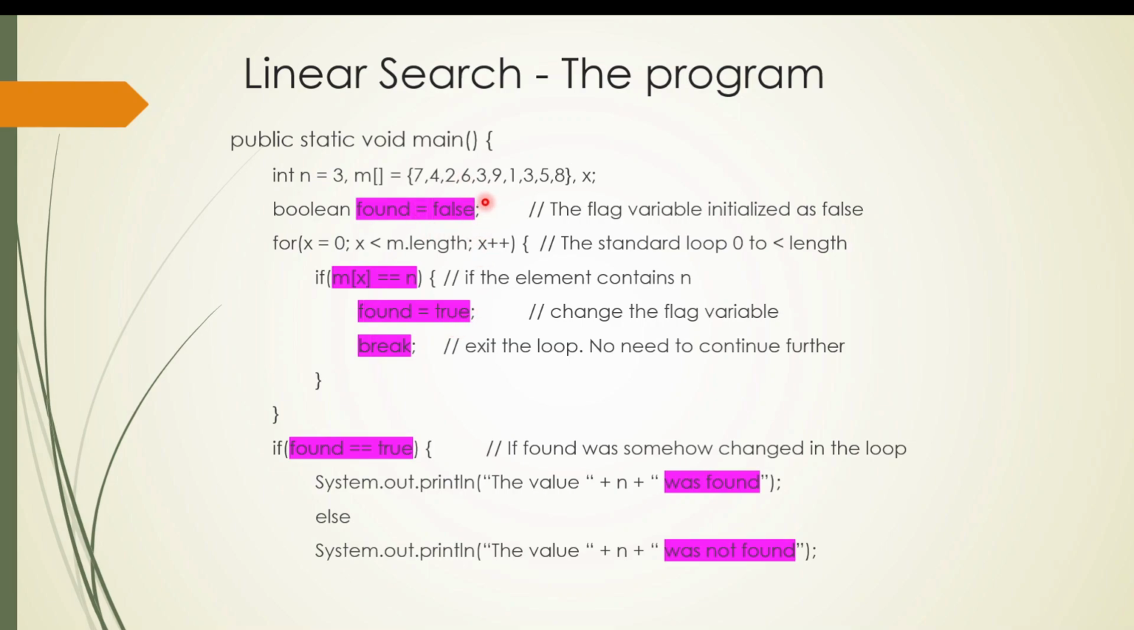Earlier it was false. So in the loop we make it true and we give the command break, so that means the loop is exited. When the loop exits and found is true, it will display that the value n was found, otherwise it will display that the value n was not found.